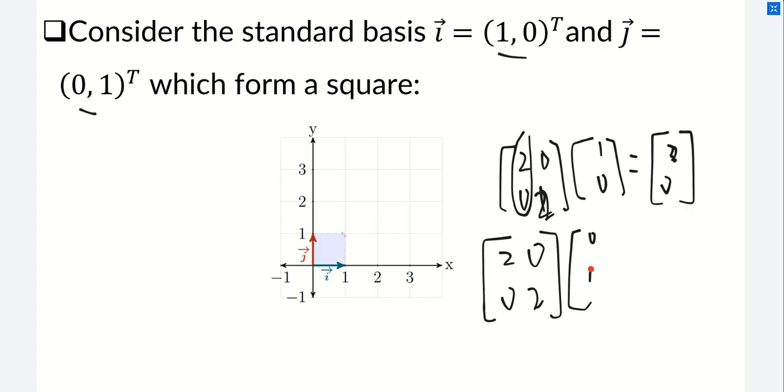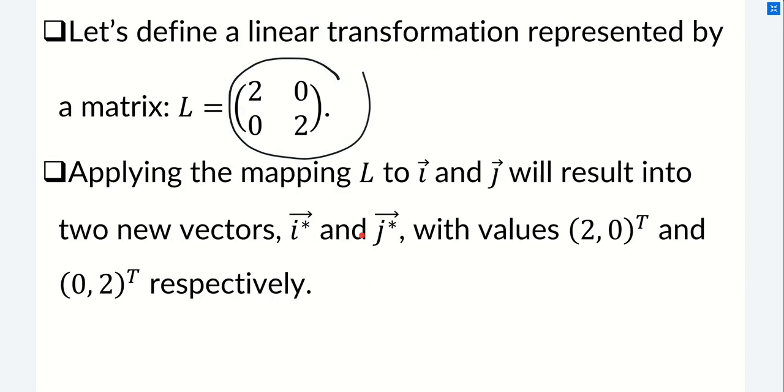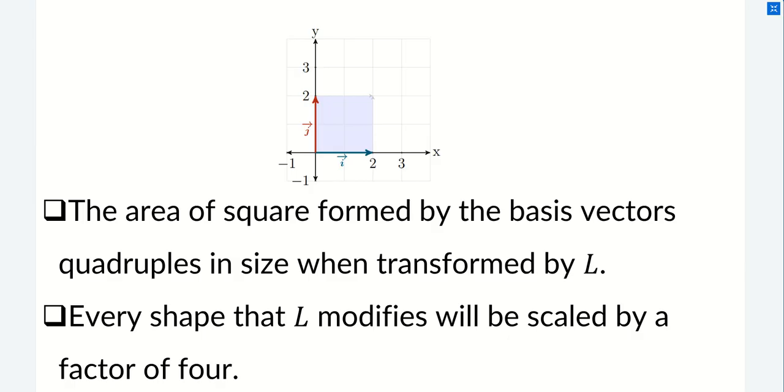Then I have 0, 1 over here. This one, without doing any calculation, I know my answer is going to be 0 or 2, right? So if I plot this, this is what I'm going to get. Now you see that the area has increased, right? It was this. Now it has increased. What has happened over here? The transformation has changed our area to a different area.